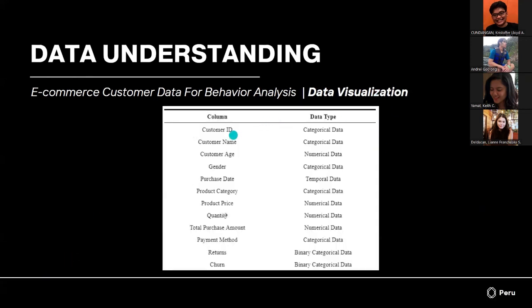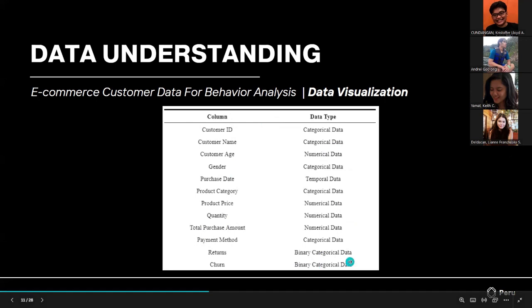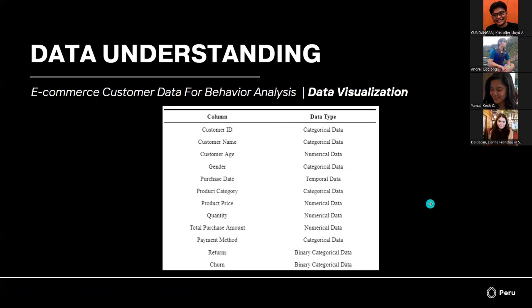Here we have the following column names from our dataset, and we also have the appropriate data types. For the categorical data, this would typically be represented as objects or strings in the dataset. Additionally, numerical data is usually represented as integers or floats. And binary categorical data may be represented as integers like 0 or 1, or as strings like yes or no, or true or false. And last but not least, we have the temporal data, which is typically represented as date-time objects or strings in a specific format.